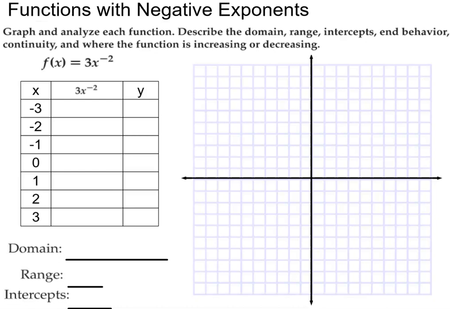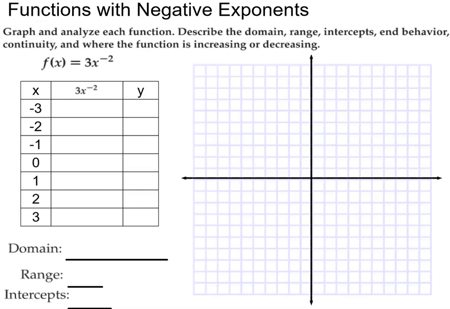With this video, I think we're just going to be doing one video on functions with negative exponents. This is the only example that we'll go through. Obviously, ask if you have any questions. But we have a function here, f of x equals 3x to the negative 2.